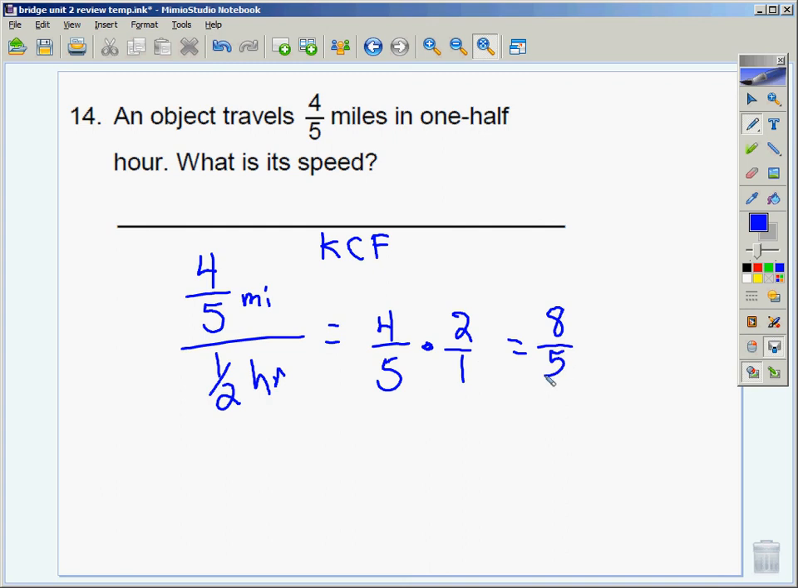8 over 5 would have been okay. You could have changed this to 1 3/5. That would have also been okay. Or you could have written this as a decimal, 1.6 miles per hour.